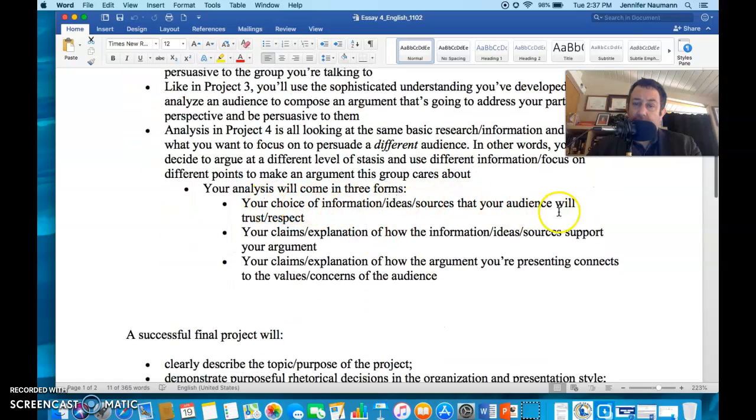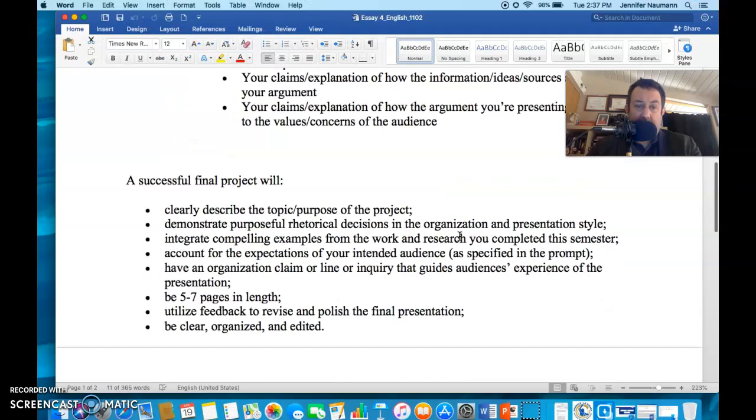All right, so we're gonna go ahead and take a look at stasis theory here in a second. A successful project here in essay 4 will clearly describe the purpose of the project, and demonstrate purposeful rhetorical decisions in the organization and presentation style. So that means we can tell that the argument that you're writing is tailored to the audience that you're writing to, and has a specific goal in mind. And that goal you see in each paragraph. You see you working towards that goal, in this case, persuading your audience of what your argument is.